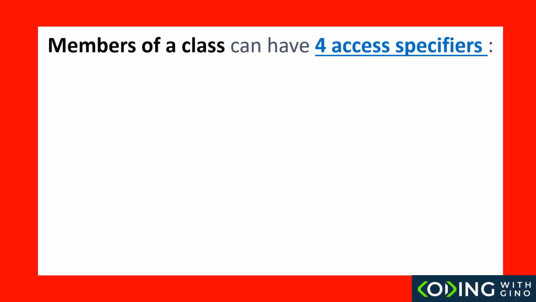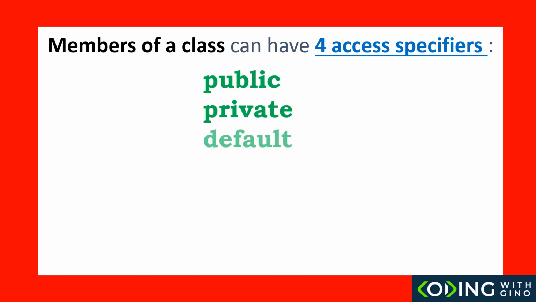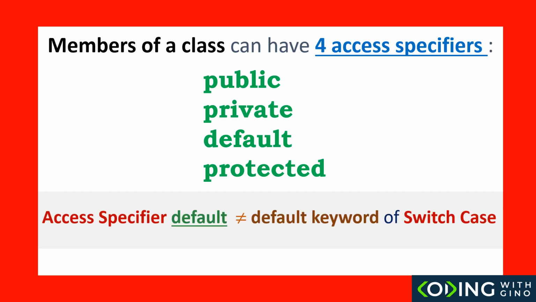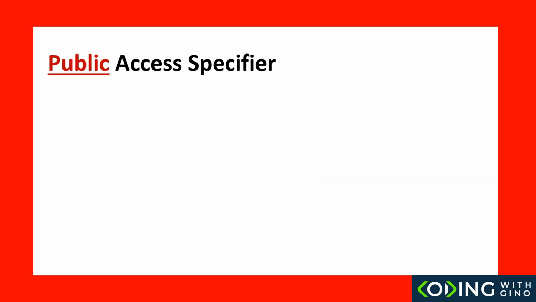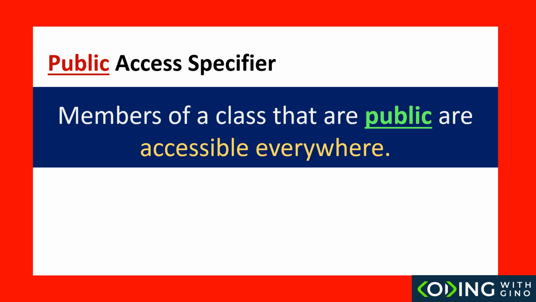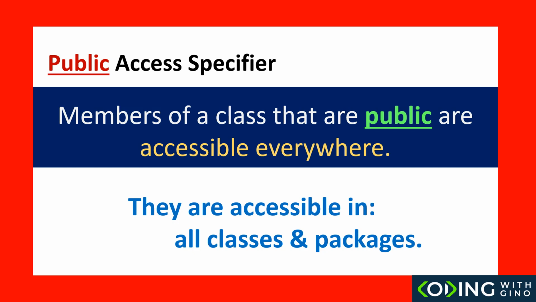Java has 4 access specifiers in lowercase: public, private, default, protected. The default access specifier is different from the default keyword of the switch case statement. They are completely different. Let's begin with the public access specifier. Members that are public are accessible everywhere, literally. Such members can be accessed in all classes and packages. There's no restriction.